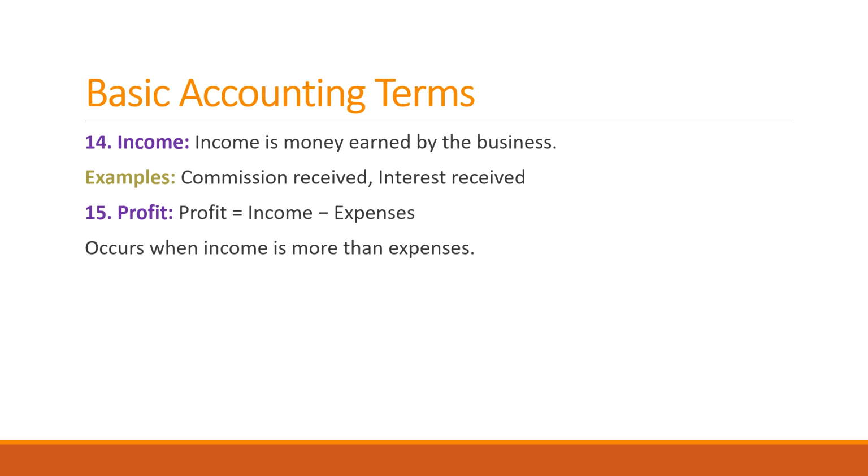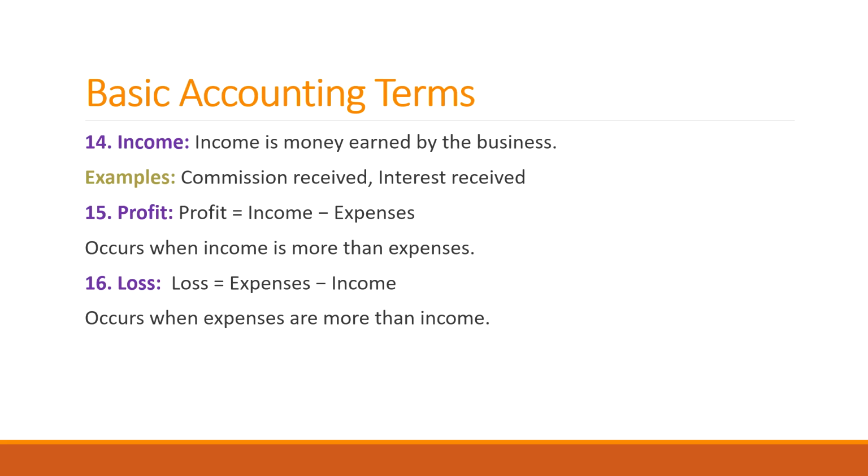Then next term is profit. Profit is equal to income minus expenses. When does this profit occur? It occurs when income is more than expenses, right? If income is 20,000 rupees and expenses are 15,000 rupees, the business has earned a profit of 5,000 rupees. So that amount is considered as profit.